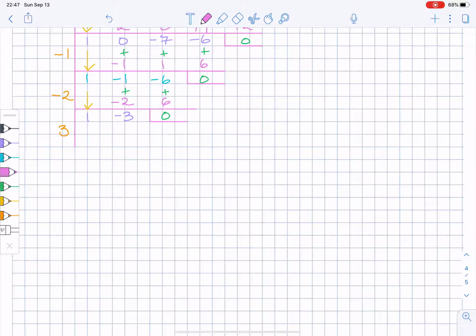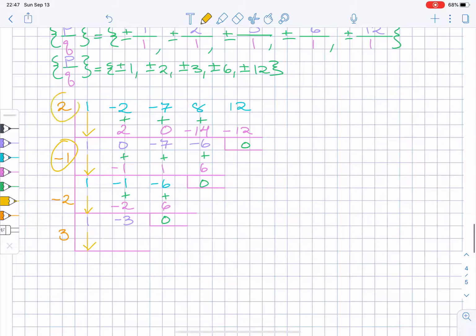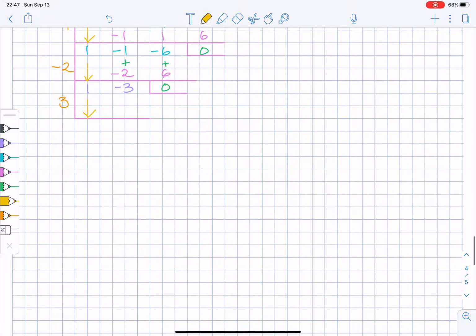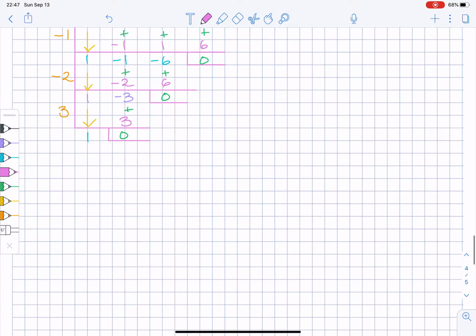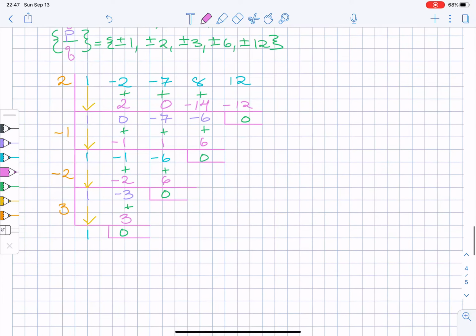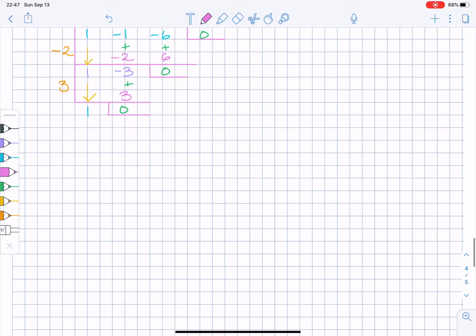Keep on going. You can translate these into quotients, each of them. I'm just showing you an easy way where all of these guys came from. Okay, so drop down the 1. 1 times 3 is 3. Add these two together and we get 0. Okay, so the quotient is just 1, which it should be because 1 times anything is itself.